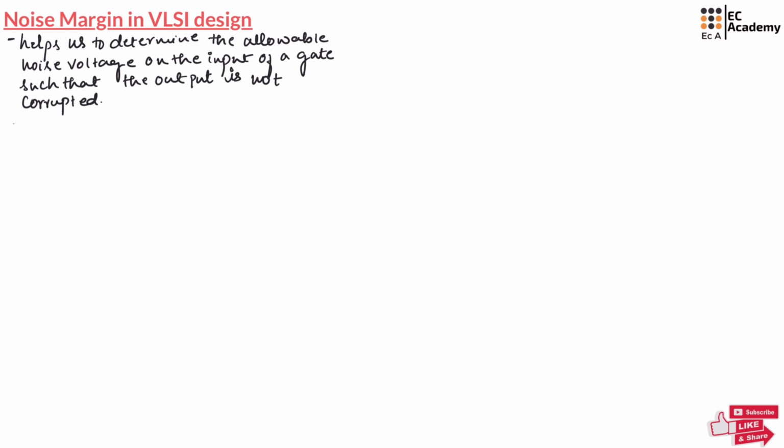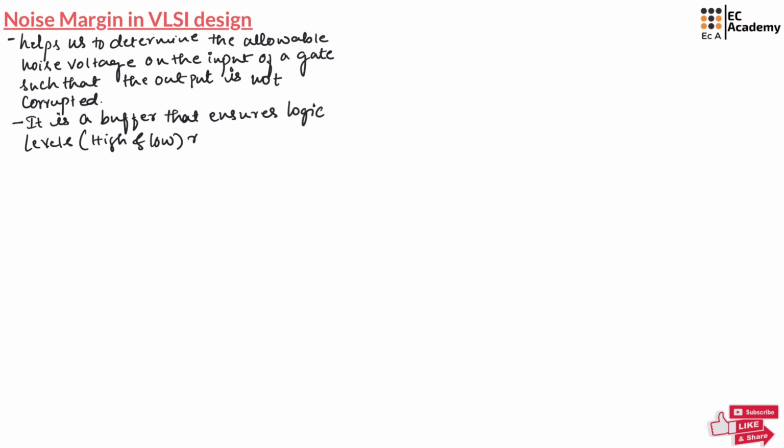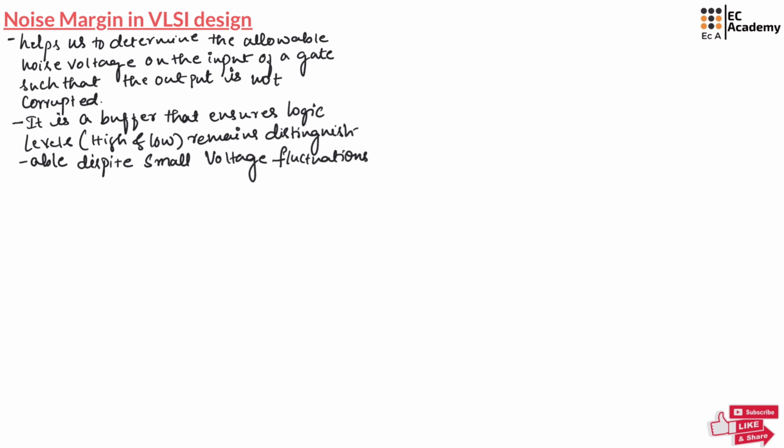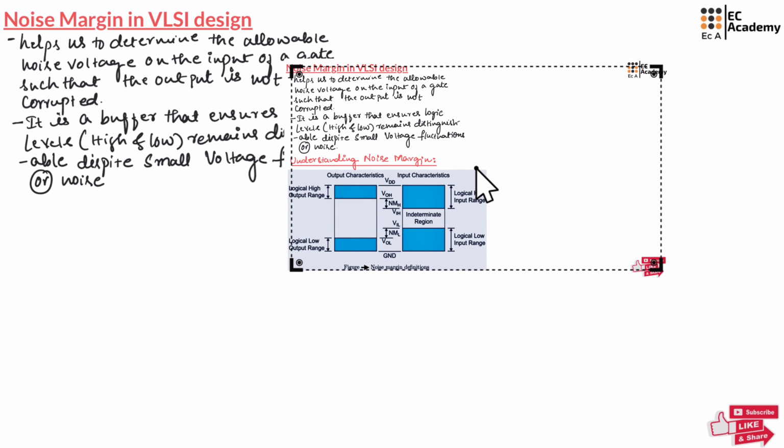So we can say the noise margin is a buffer that ensures the logic levels, both high and low, remain distinguishable despite small voltage fluctuations or noise.